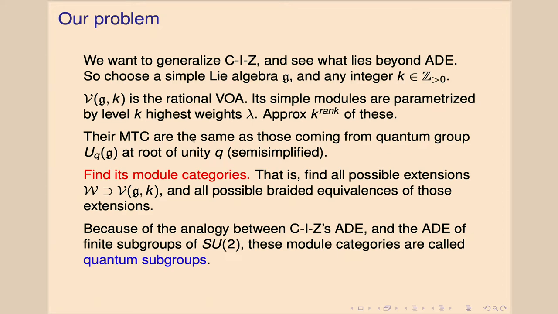That tells you how many of these things there are. So there's lots and lots of them. These get bigger and bigger. The rank of these categories is very large. You can also interpret these modular tensor categories as coming from quantum groups.